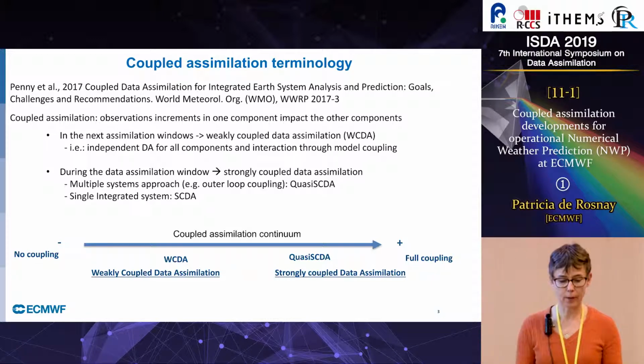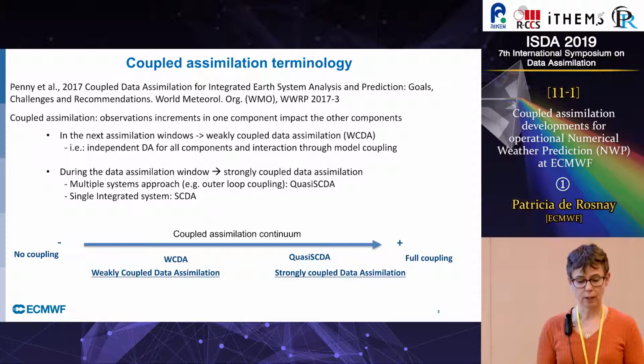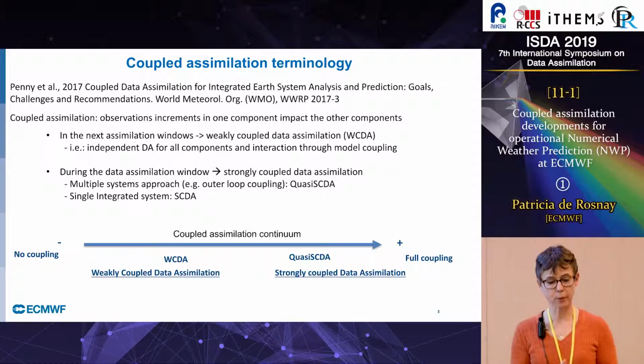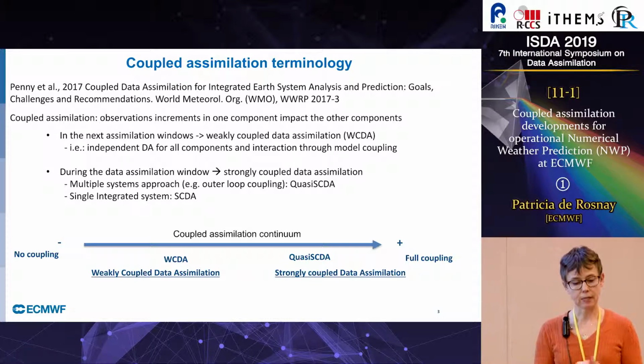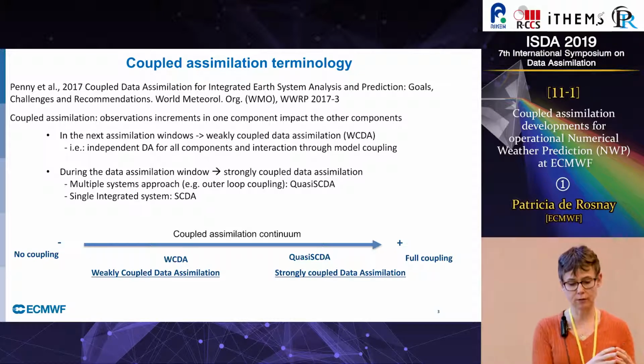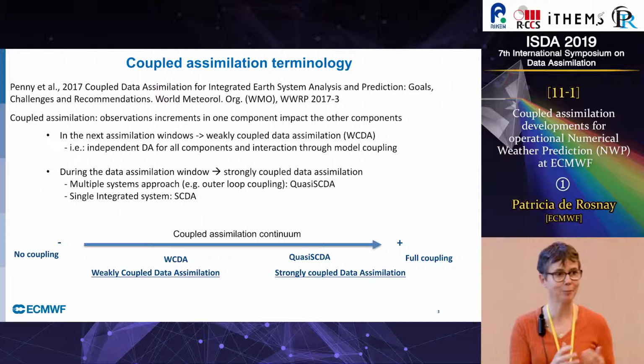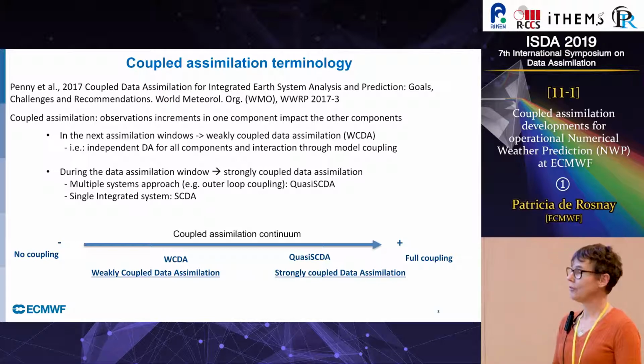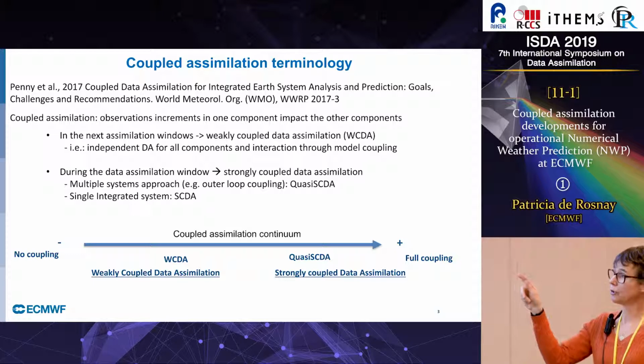Or the increments can also impact other components during the same assimilation window. Then we are moving towards strongly coupled assimilation. It is the case when we have a multi-system approach with an outer loop coupling. It's quasi-strongly coupled assimilation. And when we consider a single integrated system, we talk about strongly coupled assimilation, which we can discuss, because if we have a single system, we don't need to do coupling anymore because it's one system. But it's another discussion.